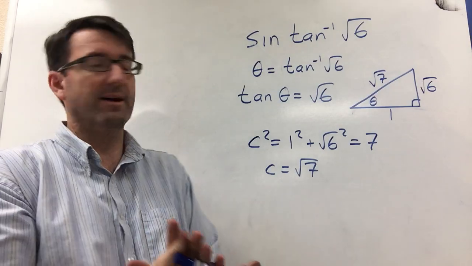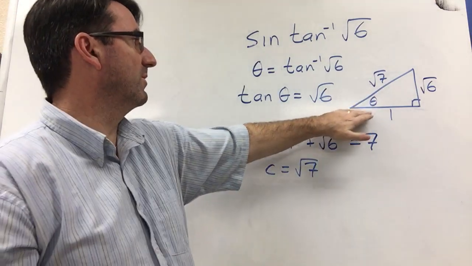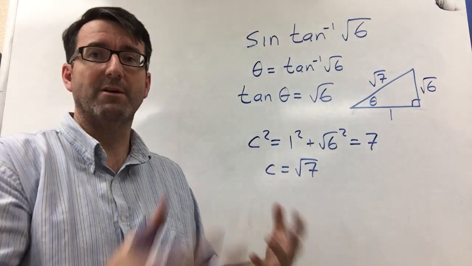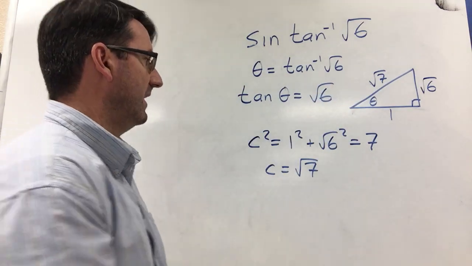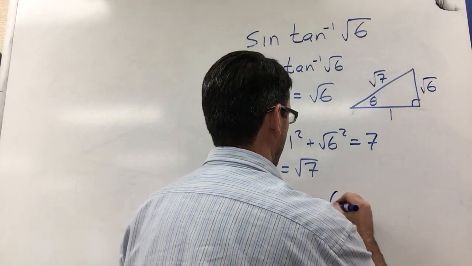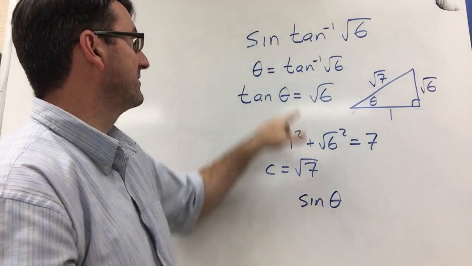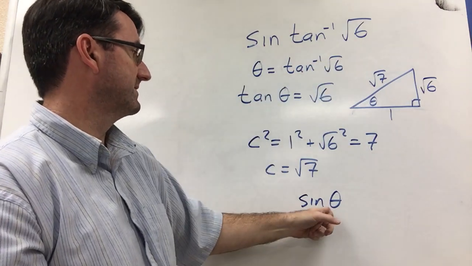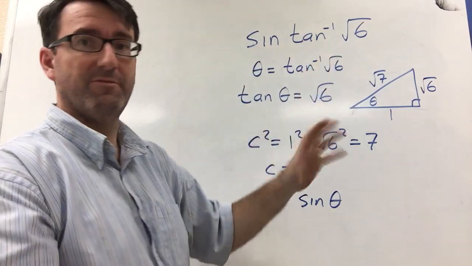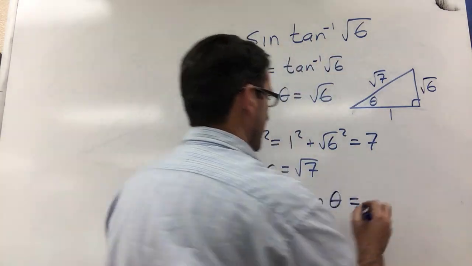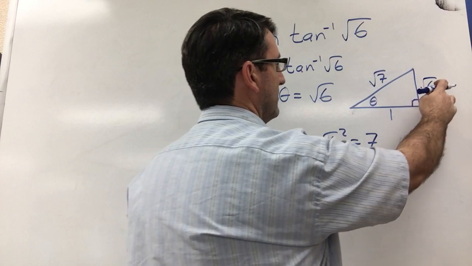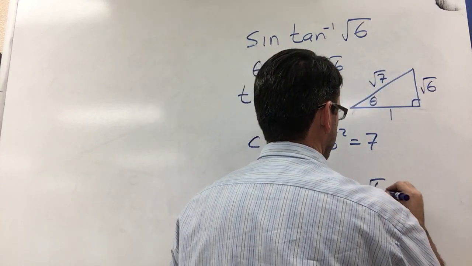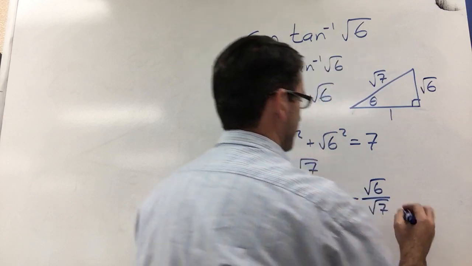So now we have a complete picture of what this triangle looks like with this angle theta. We still haven't found theta, but we don't need to, because what we're really looking for is the sine of theta. And we have enough information now to figure out what the sine of theta is. So the sine of theta, and remember theta was the inverse tangent of square root of 6. So if we find sine of theta, we've answered our entire question. The sine of theta is equal to the opposite side over the hypotenuse. So that's the square root of 6 over the square root of 7.